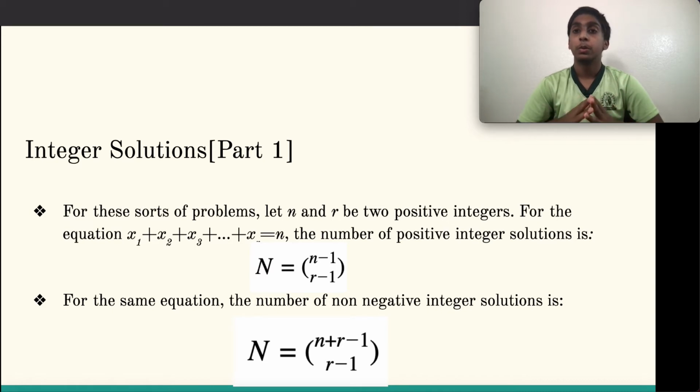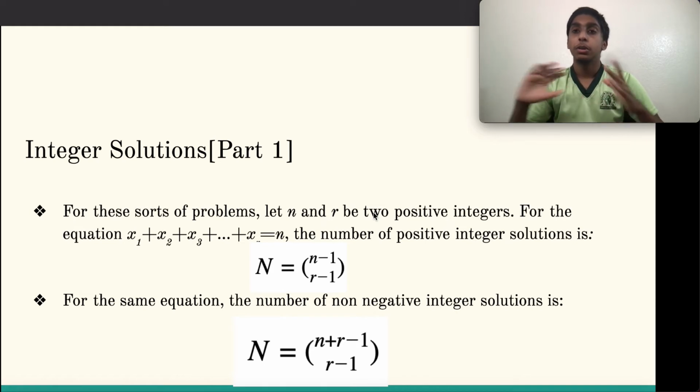So this is part 1 of integer solutions because integer solutions actually has a lot to cover. It covers many different types of problems, so that's why this is a little long of a topic and there's many formulas, but it'll be very helpful because this can deal with many problems that you'll get on MathCounts, and you can simply apply a formula and it'll be done. So for these types of problems, you always want to let n and r be two positive integers.